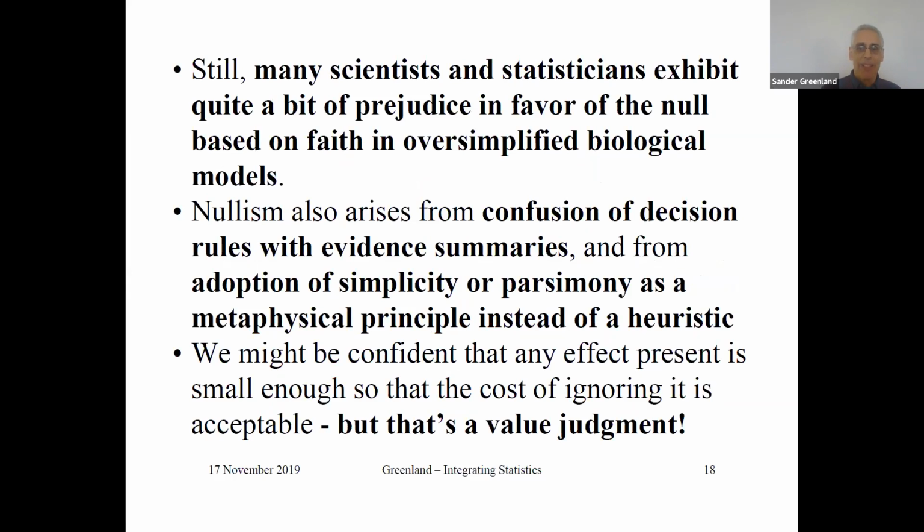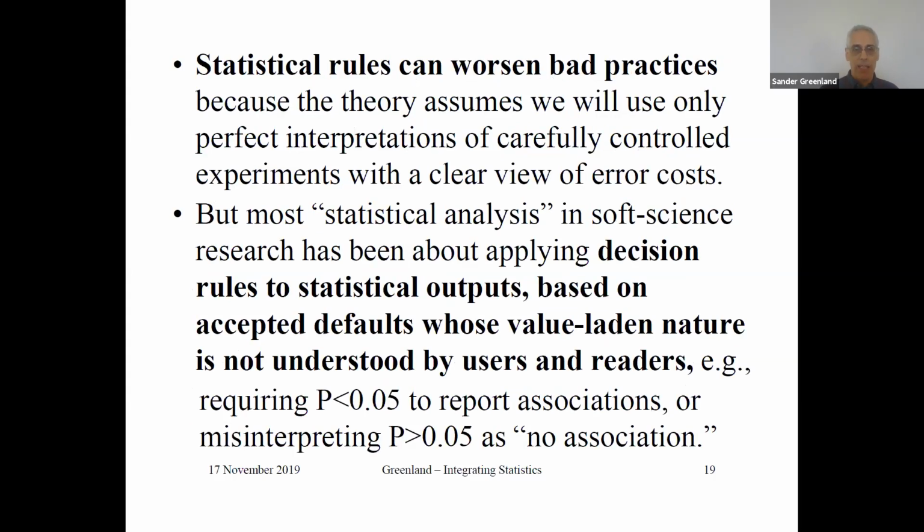Still, many statisticians exhibit quite a bit of prejudice in favor of the null based on faith in oversimplified biological models. Nullism also arises from confusion of decision rules with evidence summaries and from adoption of simplicity or parsimony as a metaphysical principle instead of a heuristic. We might be confident that any effect present is small enough so that the cost of ignoring it is acceptable, but that's a value judgment. Note in the GWAS example, there was a statement about what replicated by some replication criteria, which could be debated, but there was no comment about the false negatives. Clearly, there must have been a lot of them, given the vastness of that family they were looking at, but there's no estimate there of how many were missed. Clearly, it wasn't thought that it was that important if they missed some. That's fine, as long as they state that.